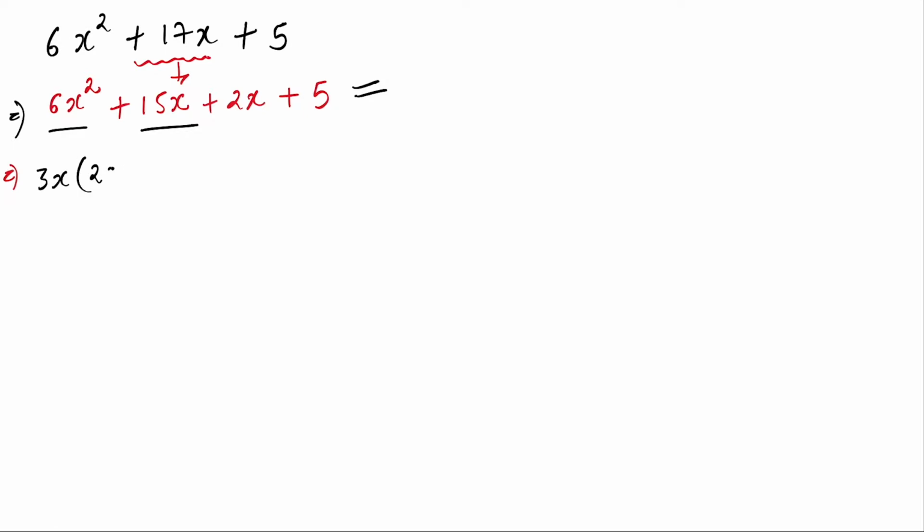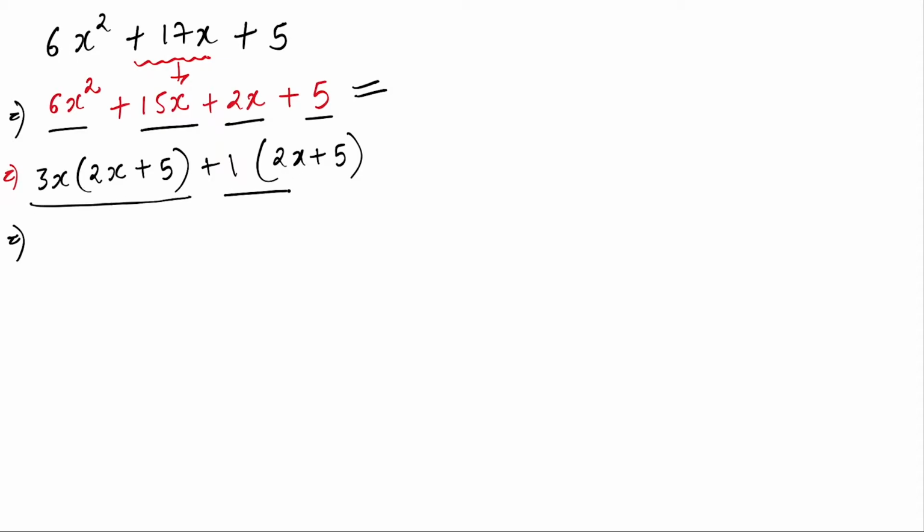So inside I'll be getting 2x plus 5. And with the last two terms, I can take out plus 1 in common. I will be getting 2x plus 5 inside, right? So here I can see 2x plus 5 with this thing and 2x plus 5. Here also I can take 2x plus 5 in common. Yes.